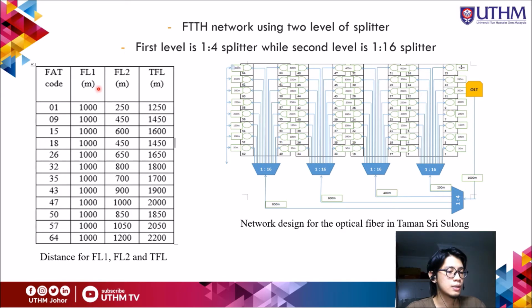So FL1 stands for the distance between the OLT and the first level splitter. The OLT is at the Taman Sri Sulong TM Center to the 1 to 4 splitter. The distance is all the same, 1 kilometer. So FL2 is the distance between the second level splitter and the FAT, the customer premise. TFL stands for total fiber length, which is combined from the OLT until the customer premise. So these are a few examples taken from the network.